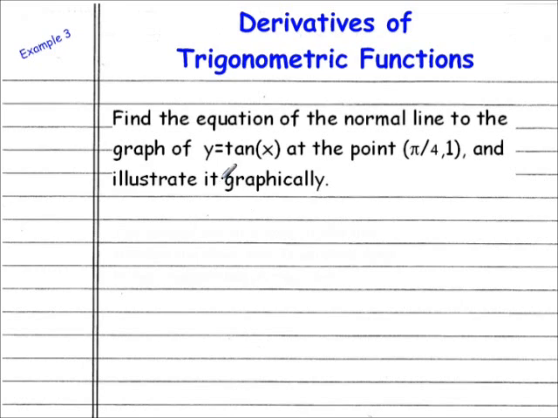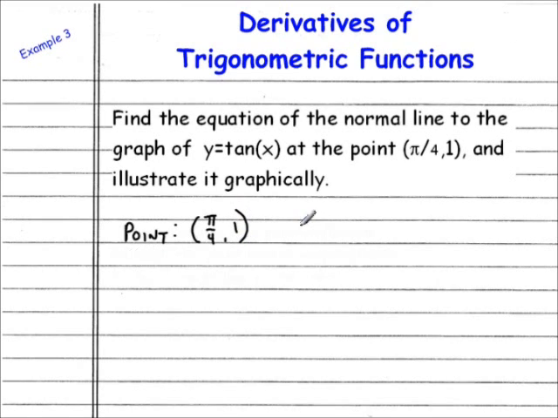Now once again, let's remember that we're asked to calculate the equation of the normal line. And as with any line, we need a couple of pieces of information. First, we need a point that's on the line, and of course that's given to us here because it's the normal line through this point on the graph. And so the point we're going to use is pi over 4, comma 1.